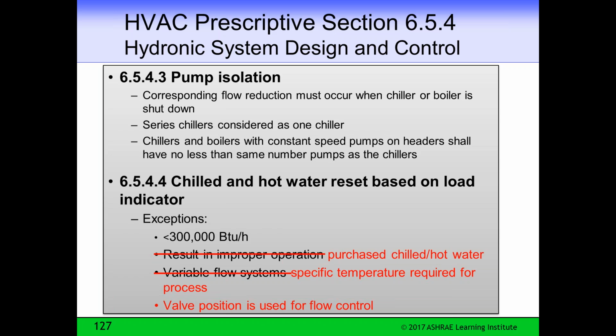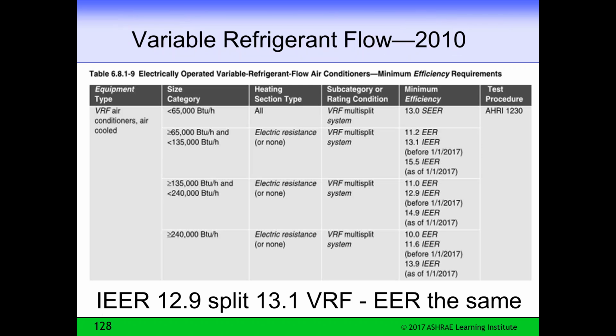Variable flow systems, specific temperature required for the process. We used to say if you put in a variable flow, if you put in a variable speed drive, we wouldn't make you do a reset. We took that away, and we said if you've got some kind of process where you can't do a reset connected to the same chiller or boiler, then we won't make you reset it. Or if you're using the valve position as used for flow control. This is where we're looking at the position of the valve, because once you do the reset, obviously a lot of the valves are going to go full open, and it's going to cause you to have to dampen out a whole big system. A lot of crazy things happen, so we won't make you do it.